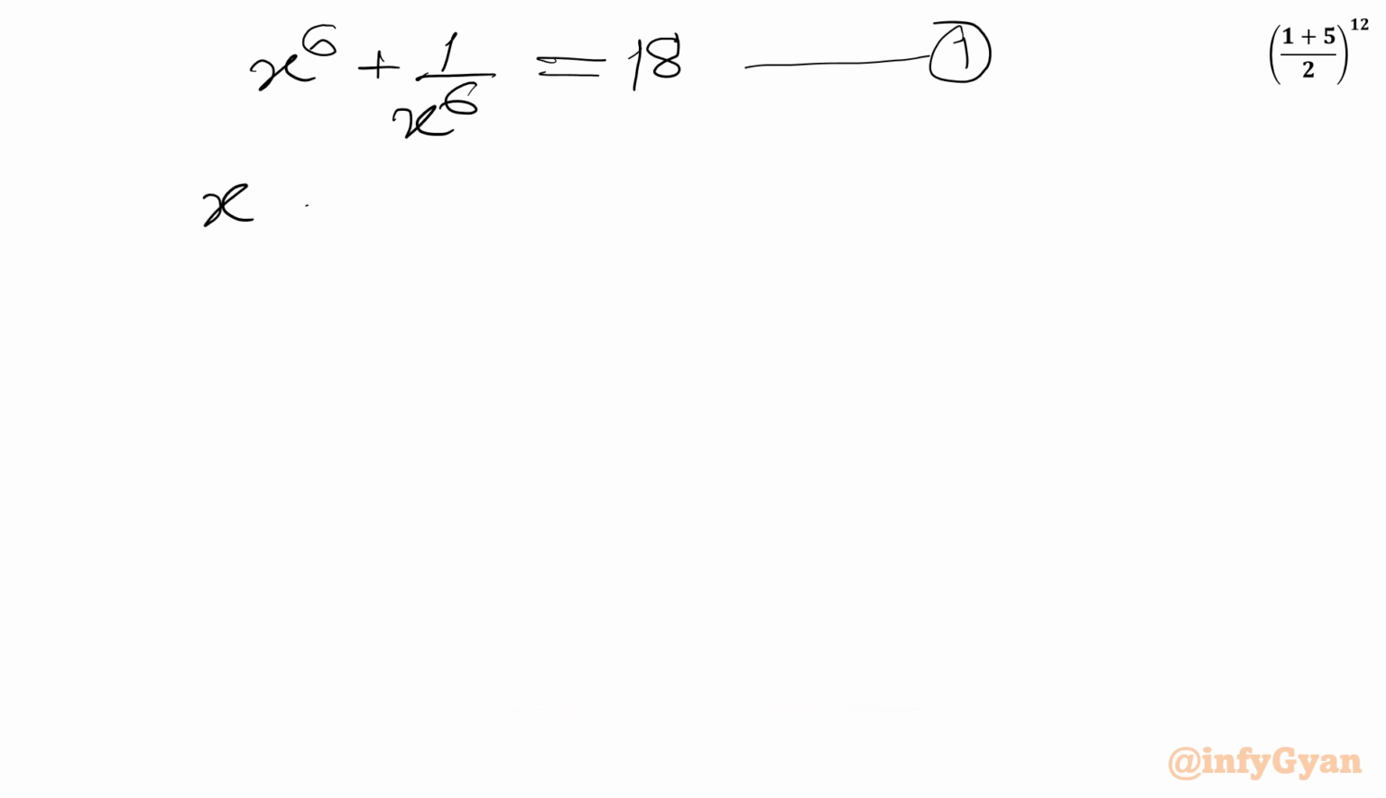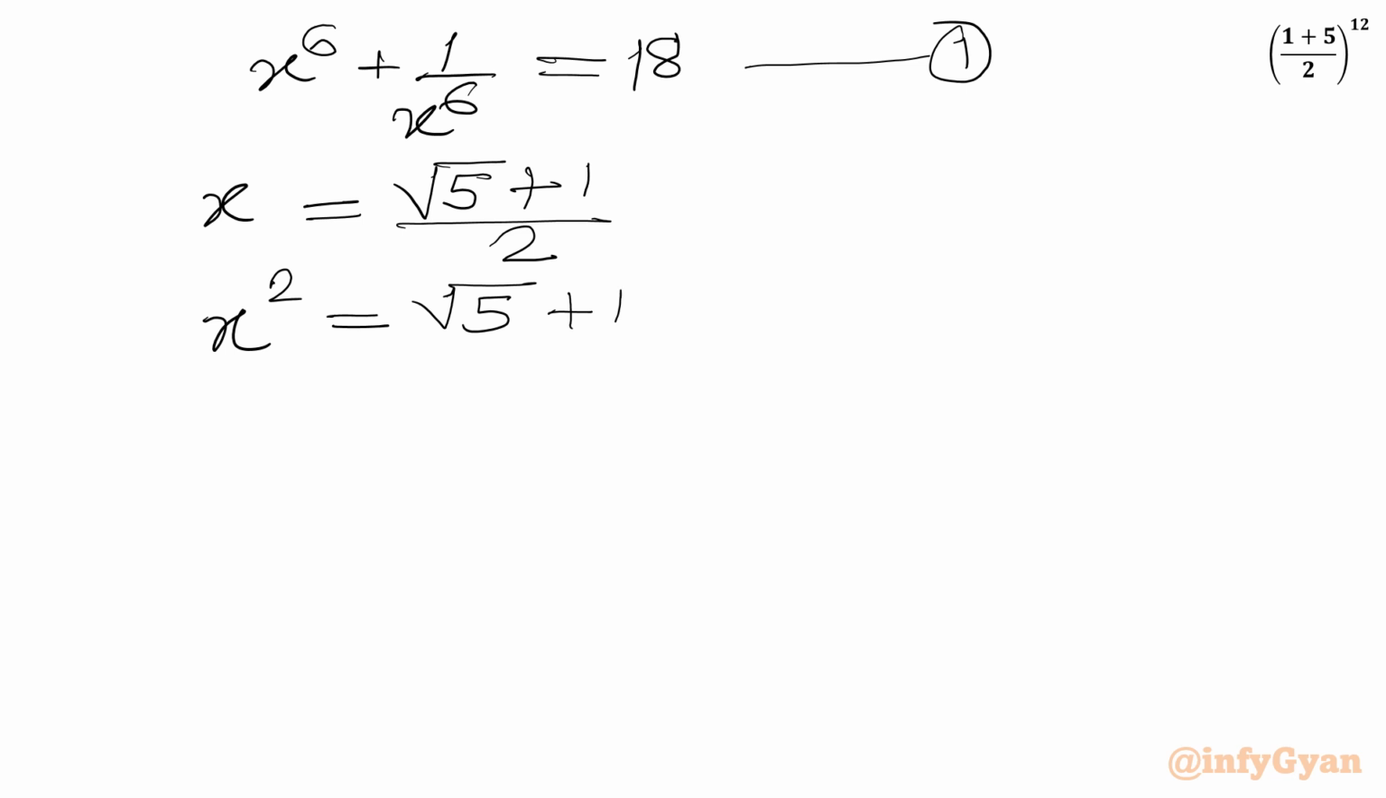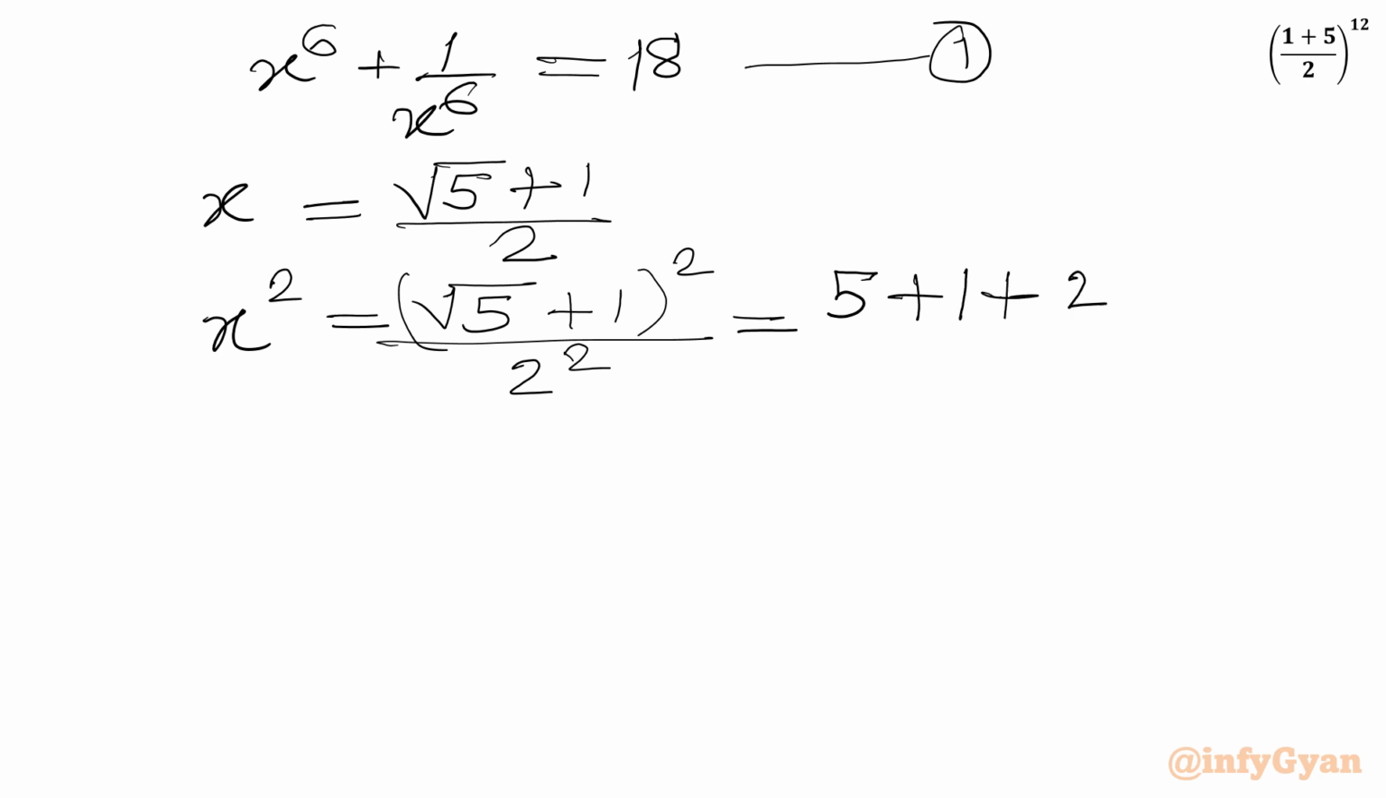Now I'll write x value again. It is (square root 5 plus 1) over 2. Now I will find out x square. This will be equal to (square root 5 plus 1) whole square over 2 square, which will give us (square root 5) whole square, 5, (1) whole square, 1, plus 2 times square root 5 times 1. So 2 square root 5 over 4.